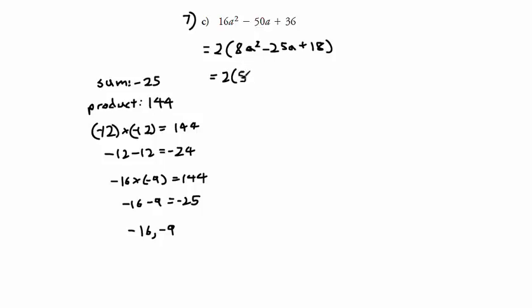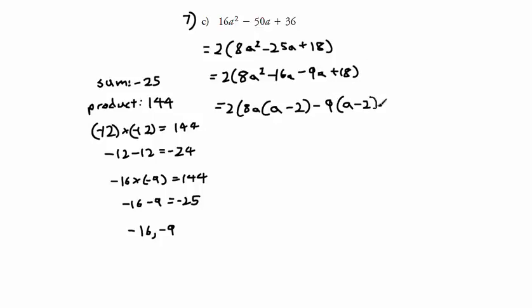So we break the middle term: 8a squared minus 16a minus 9a plus 18. Let's factor out an 8a from the first two terms, and we're left with a. 8 goes into minus 16 minus 2 times, so we're left with a minus 2. Here, all we can factor out is a minus 9, and we're left with a minus 2. And since we have an a minus 2 in both, we know that we did this right. So when we factor out an a minus 2, we're left with 8a minus 9.